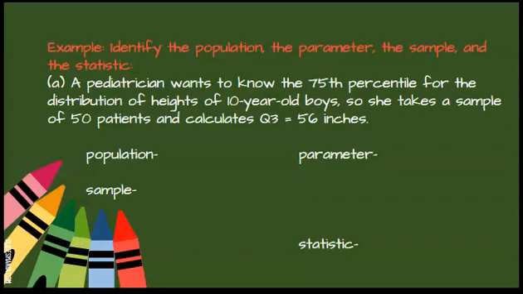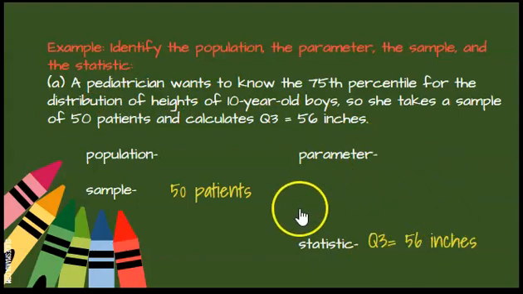Now, I think it's easiest to start with what's obvious. Well, the first thing that's obvious is that she used 50 patients. So I first decide, is that the population or is that the sample? Well, it's a smaller set of a bigger population, so it would be the sample of 50 patients. The other value they give me in the question is this 56 inches. And I think about, okay, that's Q3, the 75th percentile, but that value came from those 50 patients. So it came from the sample, which makes it a statistic.